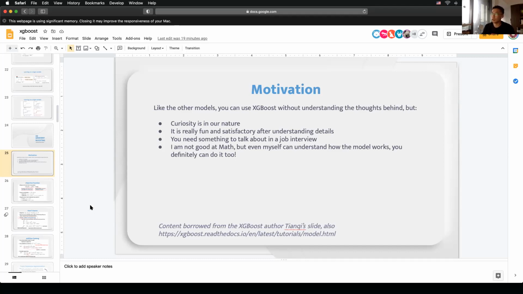Also, lots of the content in the slides is borrowed or copy-pasted from the XGBoost author Tianqi's slides. And the official XGBoost documentation also has very good coverage of some of this stuff. So if you want to find other things to reference, feel free to go to the original paper, which I linked later, the PowerPoint from the original author, or their official documentation.